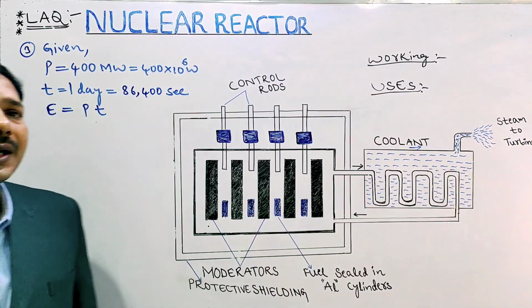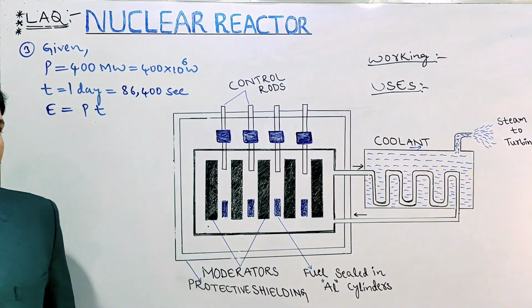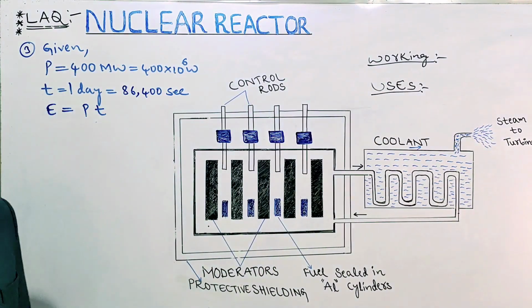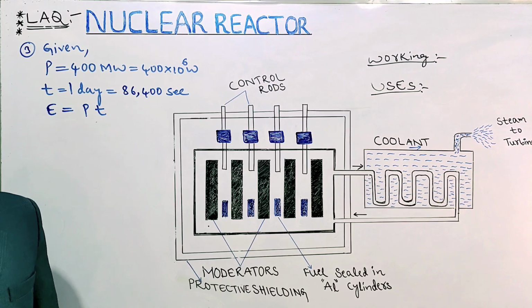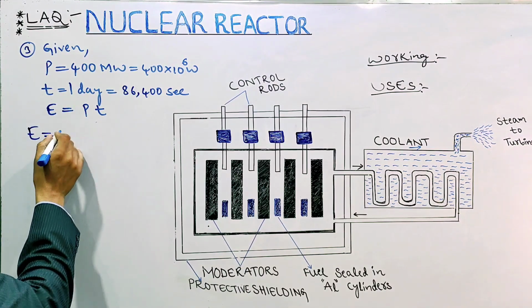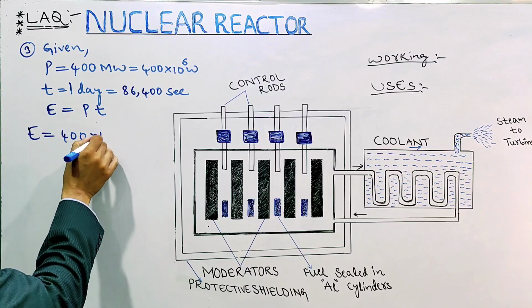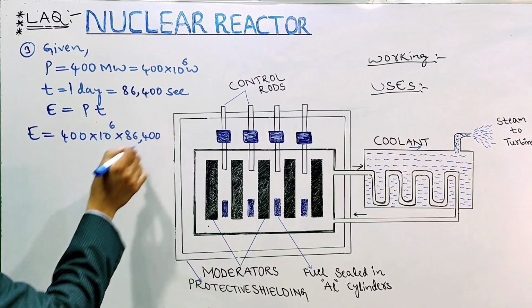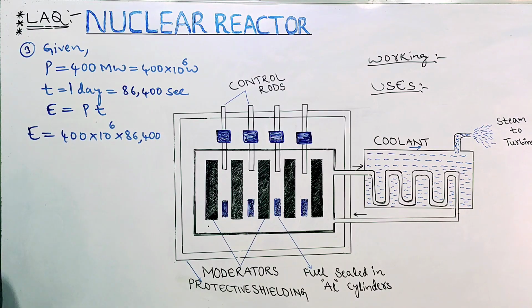Okay, here they are asking how much mass is required. Before finding mass, we have to know about the energy. Power equal to what? Energy by time. Energy equal to power into time. Substitute the values. Power is how much? 400 into 10 to the power of 6, into time value 86,400 seconds. Okay, here we will get the energy value.